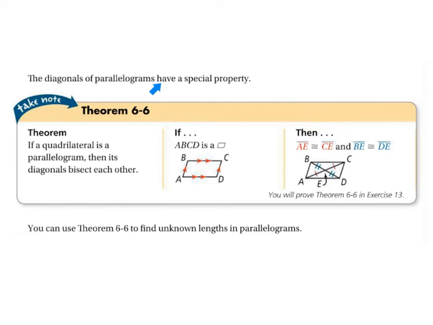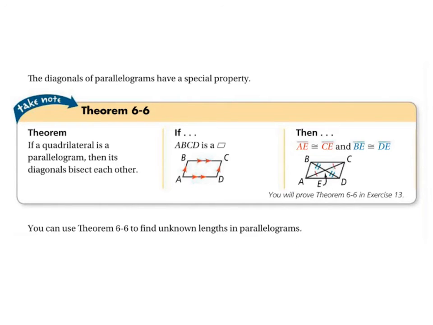This is a neat property of parallelograms, that the diagonals have a special property. If we know that the quadrilateral is a parallelogram, notice we're starting a lot of theorems here saying if a quadrilateral is a parallelogram, right? It's this if-then conditional statement. If it is, then we know that the diagonals bisect each other. When they bisect each other, it doesn't mean that they're the same length, but it means that the two smaller segments formed by where the intersection is will be congruent. So if that's E in the middle, then BE is congruent to DE, and AE is congruent to CE. Yep, and so we can use that theorem to find unknown lengths.